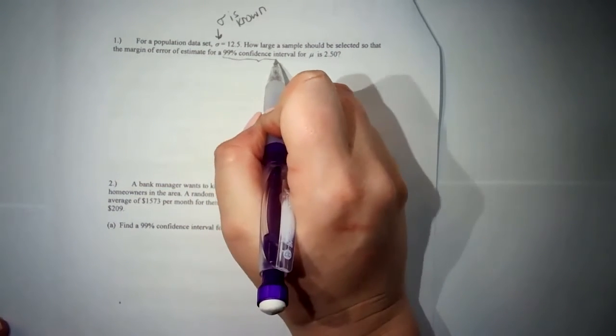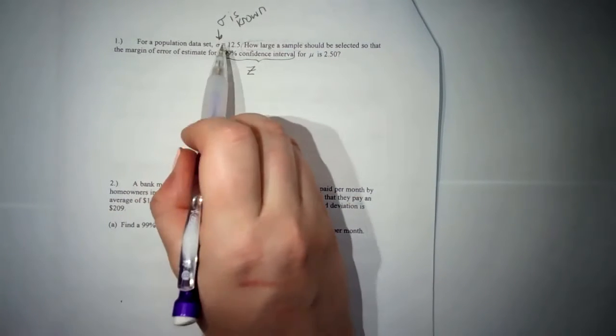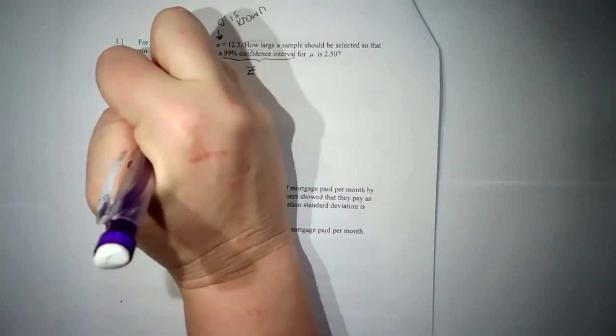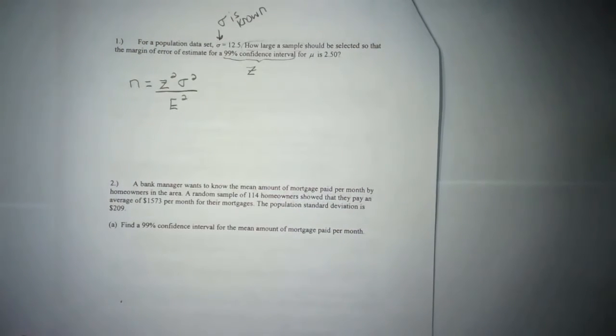How large a sample should be selected so that, now here's where it gets a little wonky. Read this. So that the margin of error of estimate for a 99% confidence interval, this is going to give us Z, for mu is 2.50. All right, so what does this problem want? It is so wordy. It's just like it's not even English. It wants a sample size, right? That's what it's asking for. So since sigma is known and it wants a sample size, that's what we had just written over there. We have Z squared times sigma squared over margin of error squared. All right, let's read through these numbers again.